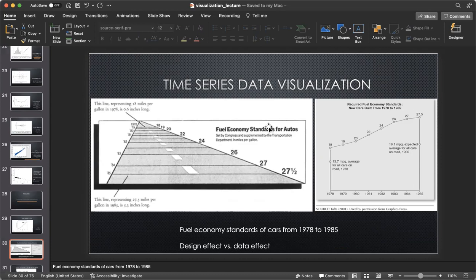The gap between years gets smaller and smaller as you go far away into the horizon. This is what is called a design effect. This is not the effect of data. This is the effect of a designer who is designing something into the plot, and that deceives you. This is not a good way to visualize time series data or any data. And I will tell you in the next slide the foremost principle of data visualization. But how should we visualize this?